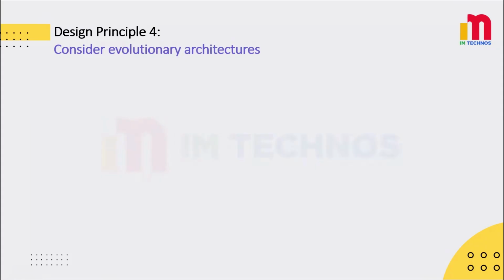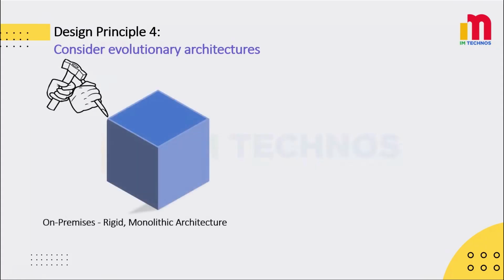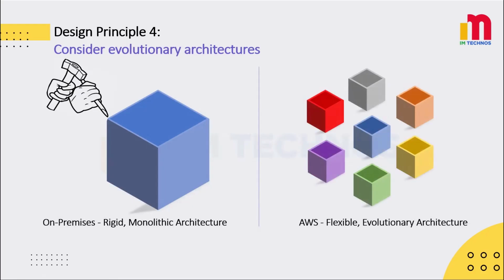Next, we have consider evolutionary architectures. Technology is constantly evolving, and businesses need architectures that can adapt and grow over time. In traditional IT setups, updating architecture often requires costly upgrades and causes disruptions. However, in the cloud, AWS enables evolutionary architectures by offering loosely coupled services, microservices, and serverless computing.